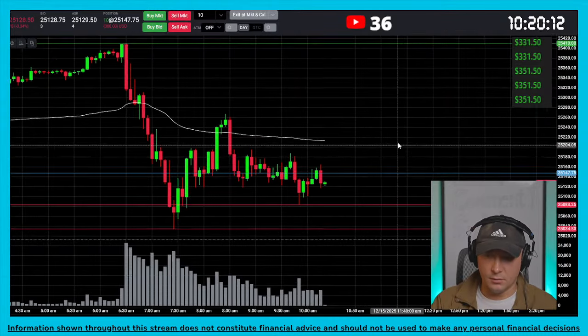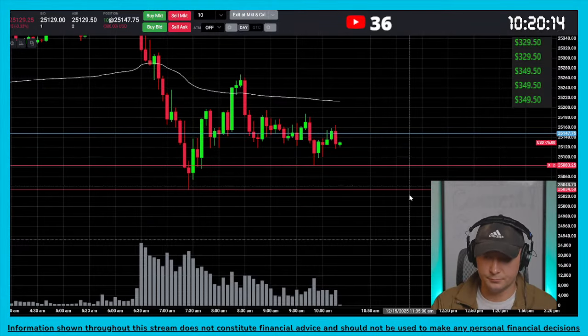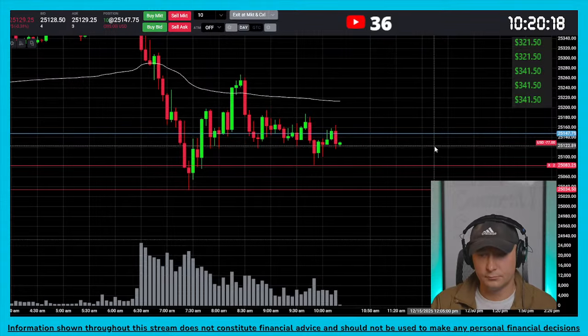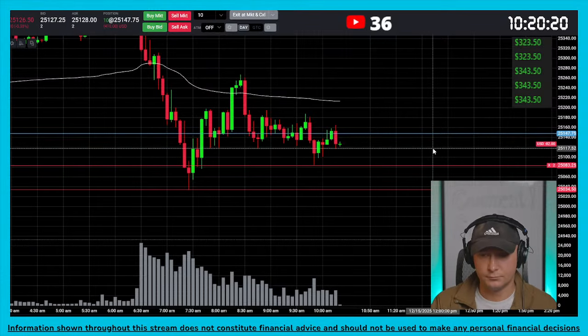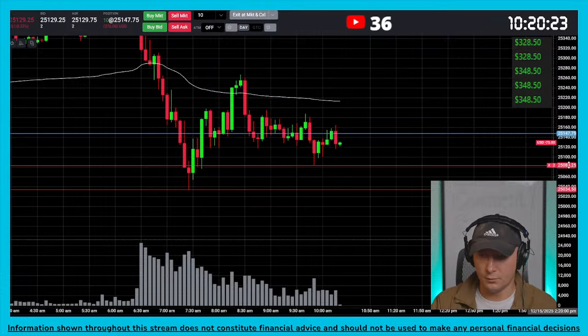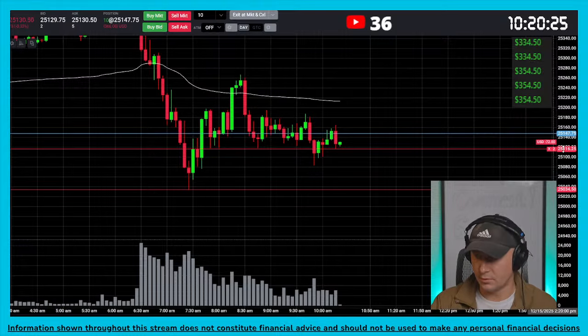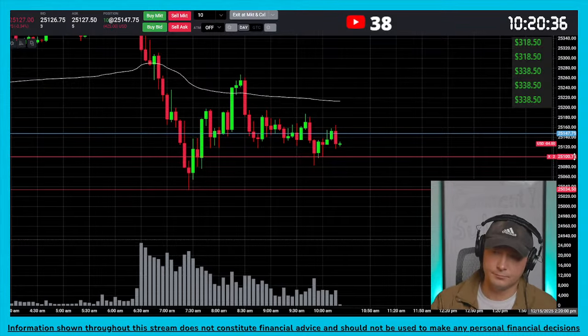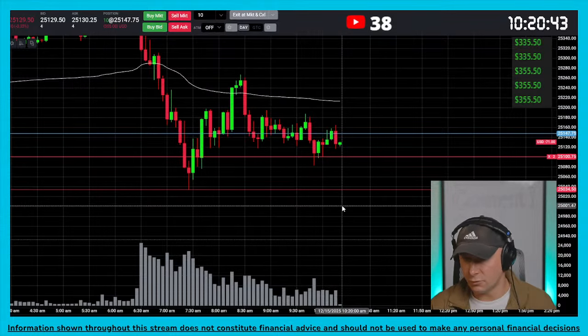Let's see, 5-minute candles. Got a new 5-minute candle format. I could set the stop right under the previous 5-minute candle, or I could set it to this one, which is 25,100. Yeah, let's set it right there, 25,100.